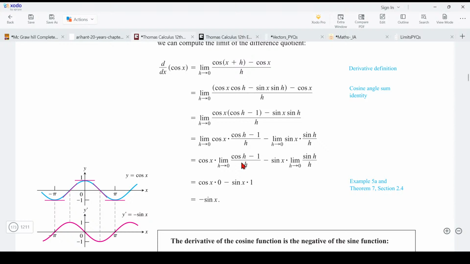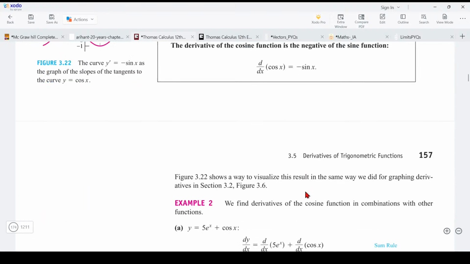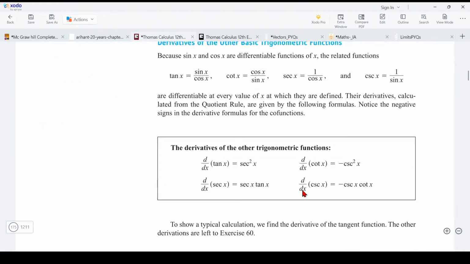You remember this one, no? Cos h minus 1 by h. How did we get this as 0? Because we wrote it as 1 minus cos theta is 2 sin square theta by 2, like that. You remember that, no? Sin theta by 2, and there is an extra sin theta by 2, something like this. So that's why this becomes 0. So these are all functions you can do.